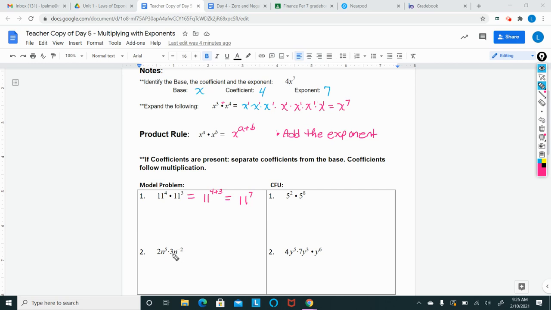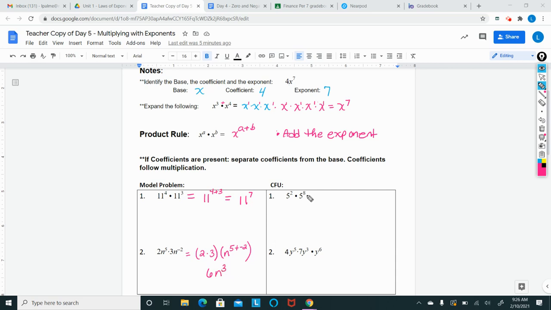For number 2, we have bases of n, we have exponents that are attached to them, and we also have coefficients. So we need to separate this by 2 times 3, because coefficients follow the multiplication, and then n to the 5 plus negative 2, because we add the exponents. So 2 times 3 is 6, and then n to the 5 plus negative 2, which is the same thing as saying 5 minus 2, so that's n to the third power.